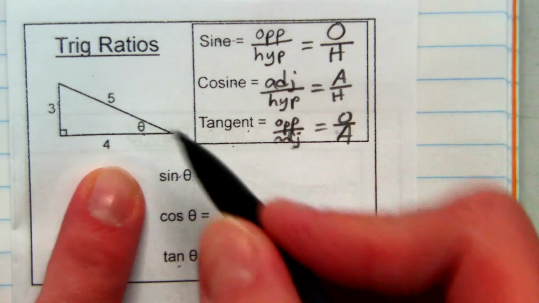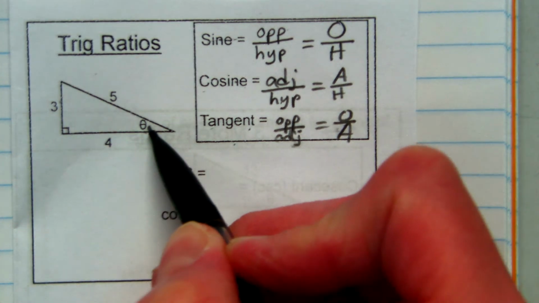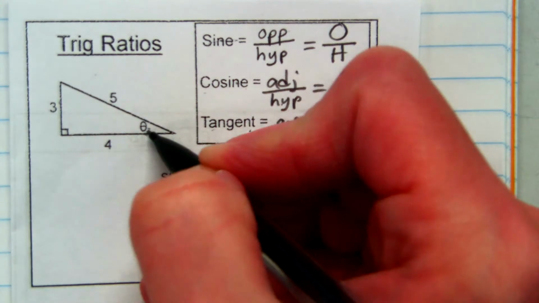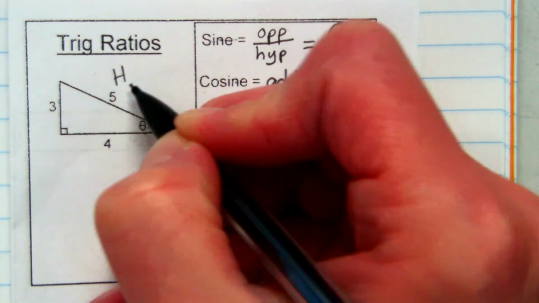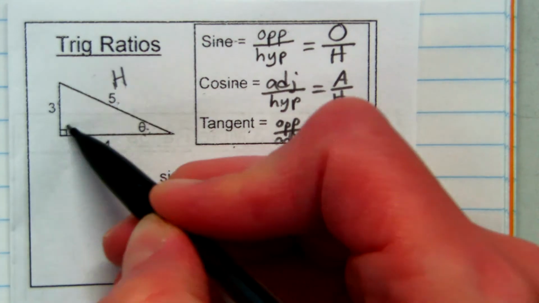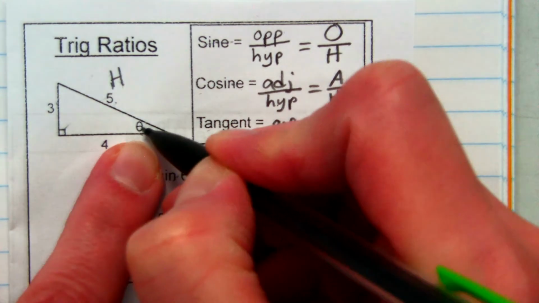So let's mark the triangle first. Here's our angle theta that they gave us. I always start by marking the hypotenuse. Which side is the hypotenuse? 5. So 5 is always the longest side. I'll just put an H there for hypotenuse. The longest side is opposite the right angle. That's always the hypotenuse. And then I think opposite is the next easiest.